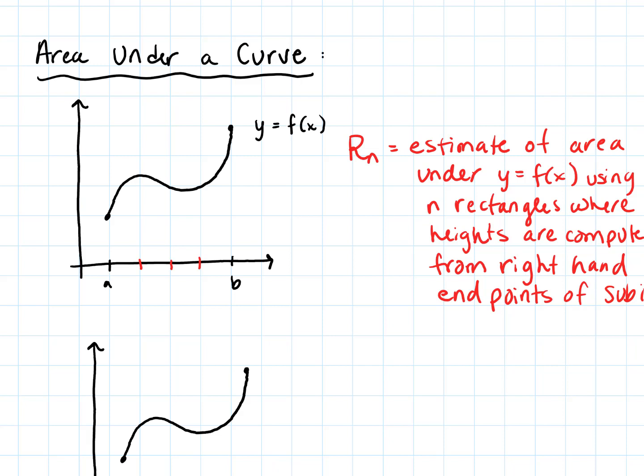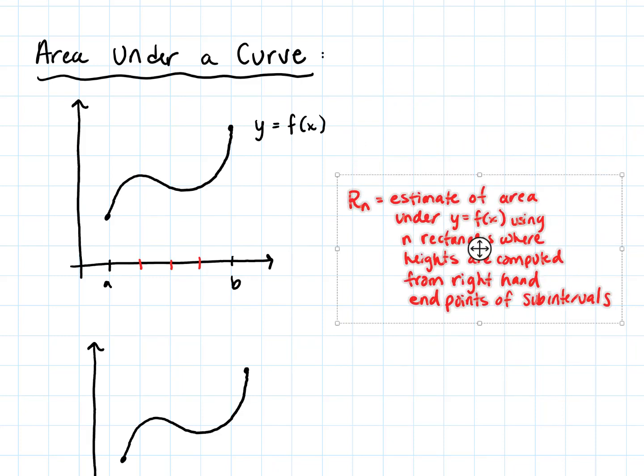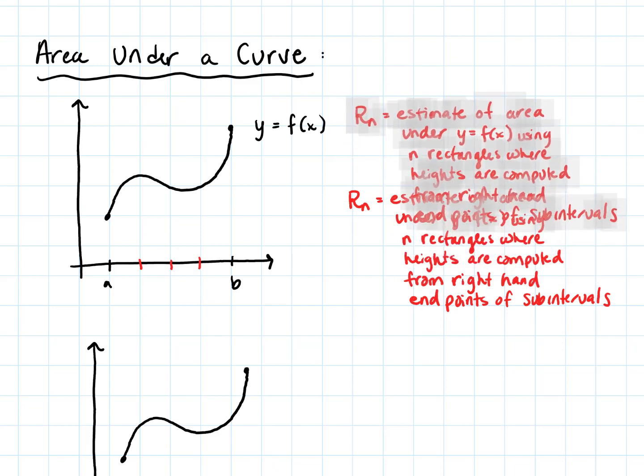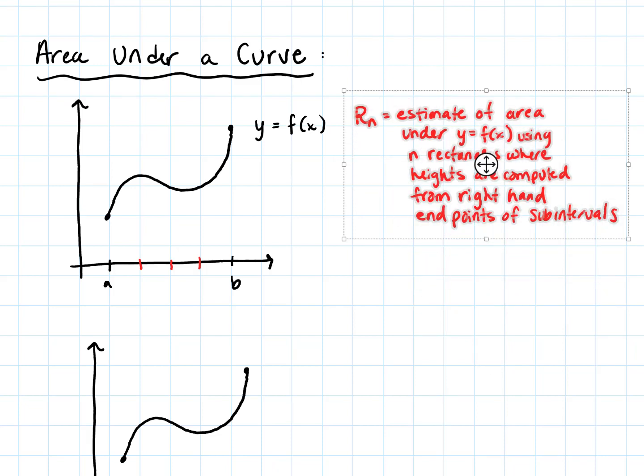Let me shrink that down a little because that got quite large and off the screen. Okay, so R sub n is an estimate of the area of f of x using n rectangles. So if it was R sub 4, then we would use 4 rectangles. And we would build our rectangles using the right-hand endpoints of the subintervals. So we're going to use right-hand endpoints.